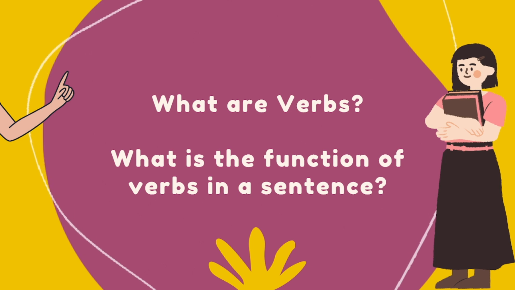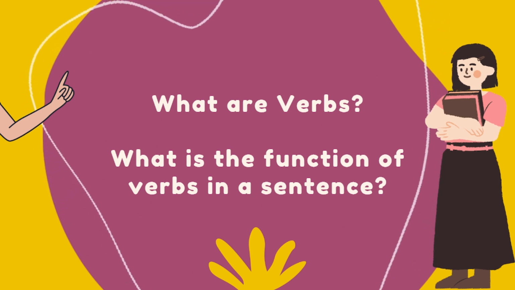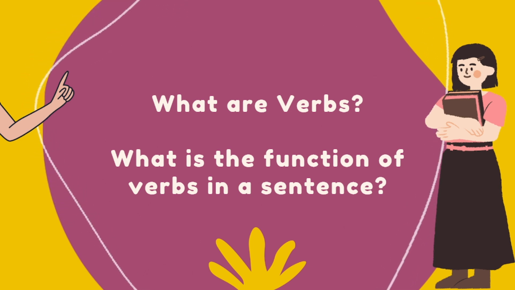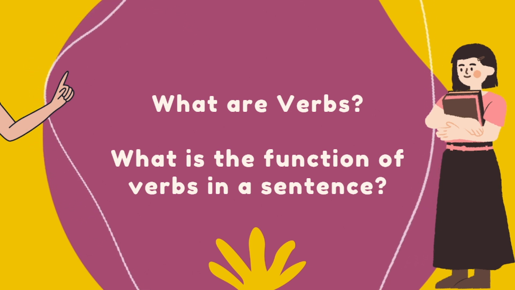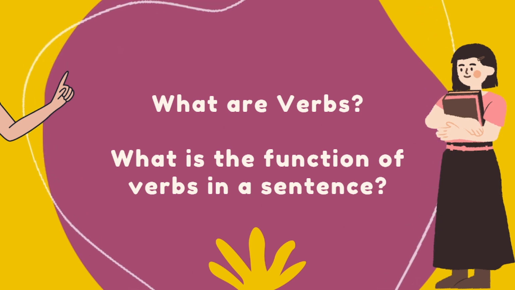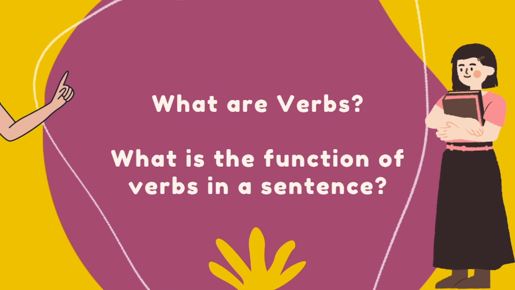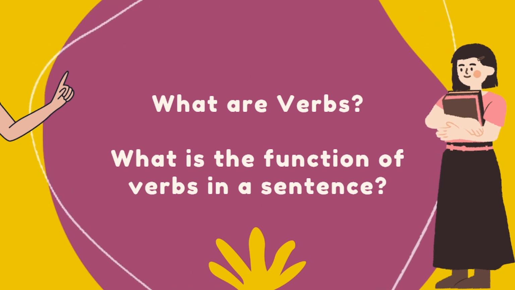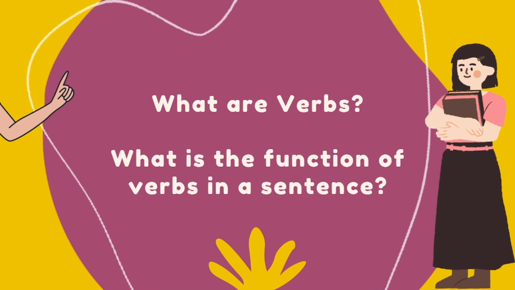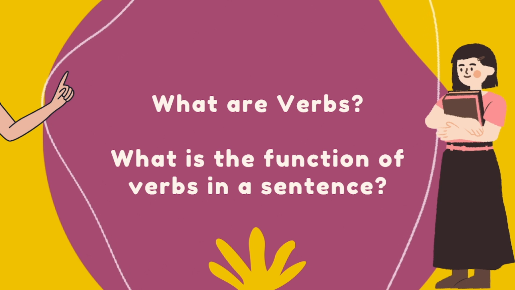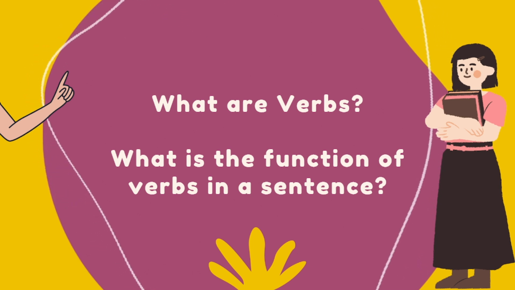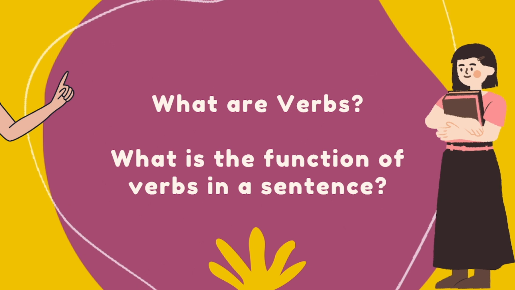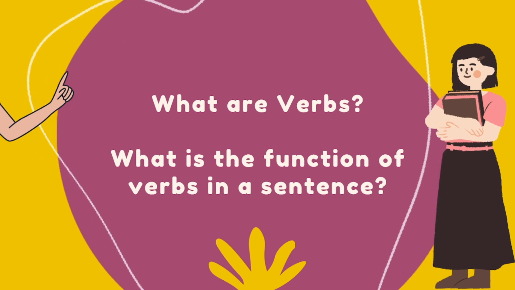To start, let's analyze what verbs are and what is its function in a sentence. Verbs are words that show action, like run or jump, but they can also express a state of being, like is or were. Every sentence needs a verb to be complete. For example, in the sentence, she runs, the word runs is the action that tells us what she is doing.